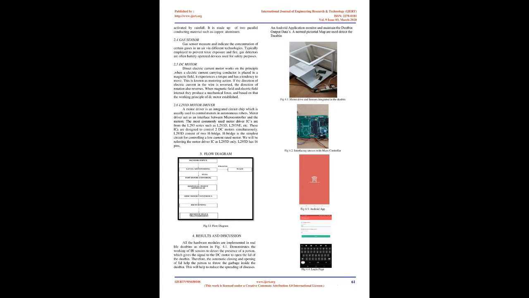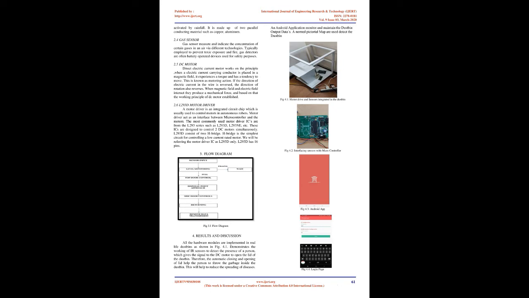2.2 IR obstacle sensor. The IR sensor is used to detect the presence of an obstacle in front of the dustbin. It has an IR emitter and a receiver. Generally, this sensor has high precision. The IR obstacle sensor has a potentiometer which can be used to adjust the range of measurement. The onboard LED indicator is used to check the presence of an obstacle.